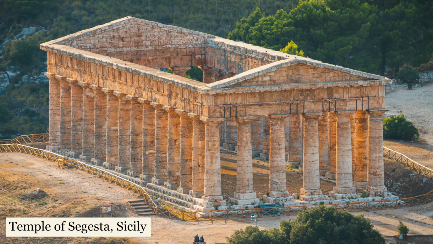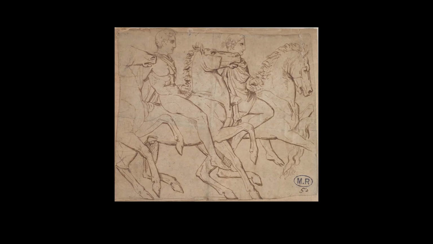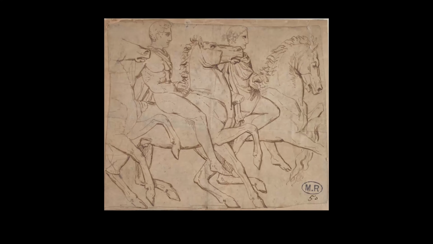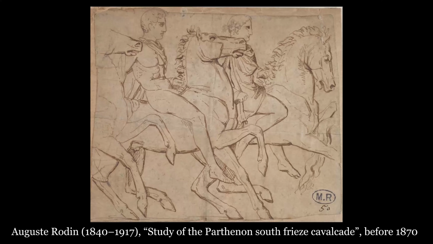Of the Greek optical space, Deleuze says this: for while it breaks with haptic vision and close viewing, it is not merely visual but refers to tactile values, even though it still subordinates them to vision. In fact, what replaces haptic space is a tactile optical space, in which what is expressed is no longer essence but connection, that is, the organic activity of man. With the Greeks, representation becomes organic. It seems to fall into the world of appearances. This is a very interesting observation in itself, but of course the history of painting does not stop here.